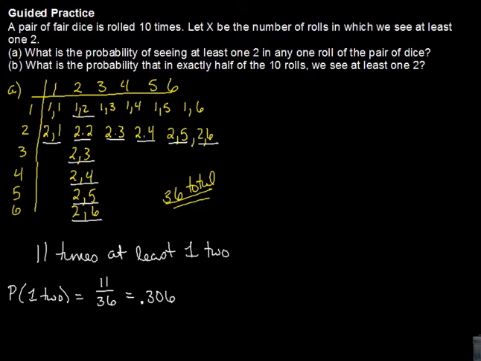Okay. Now for B, what is my probability that in exactly half of the rolls we see a 2? So in this case, A is going to equal 5. N is 10. P is 0.306, which makes Q 1 minus 0.306, which is 0.694. Okay, and then again my formula.